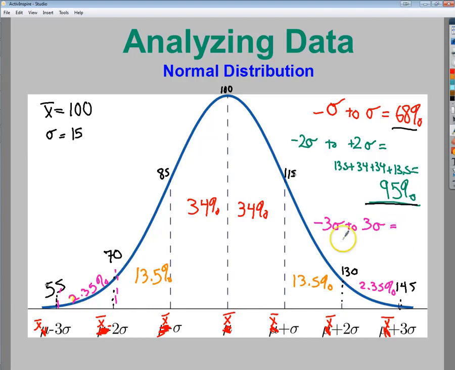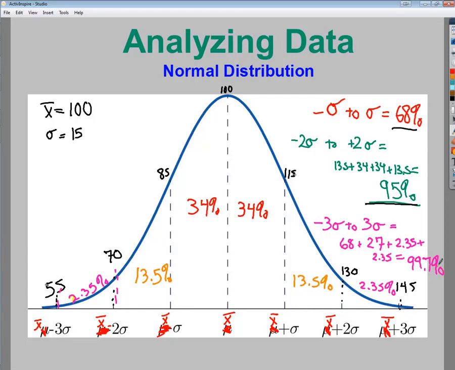So to get the distance between 3 standard deviations below and 3 standard deviations above, you're looking at adding the 68 that we had before, the 13.5 twice would be 27, and then you want to add 2.35 plus 2.35, so 99.7% of all data falls within 3 standard deviations above or below the mean value in a normal distribution.